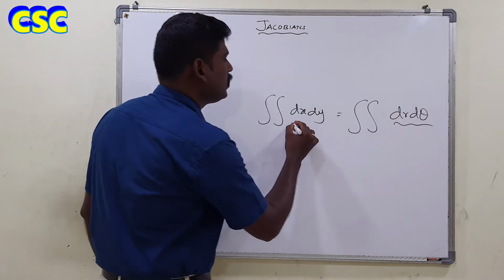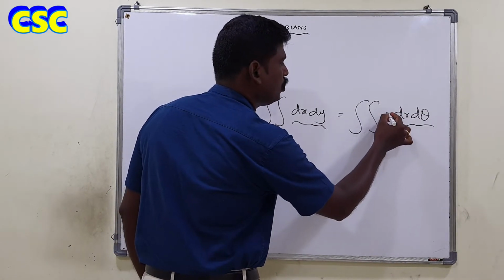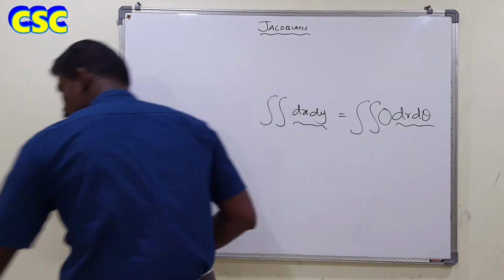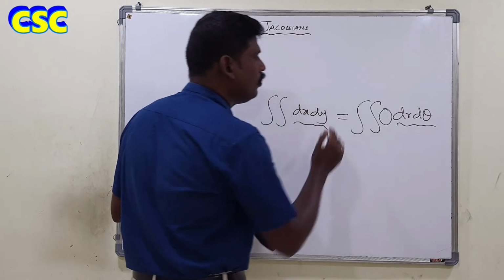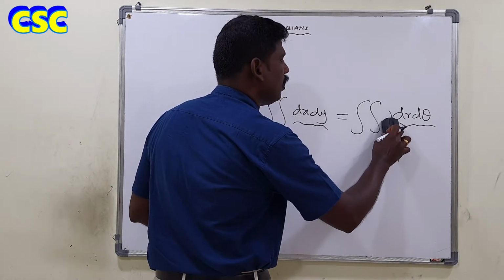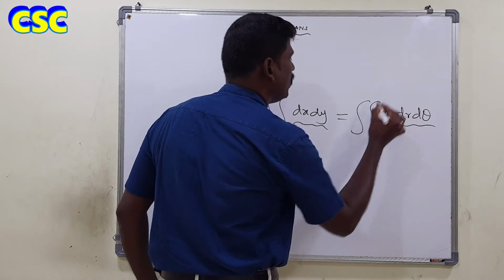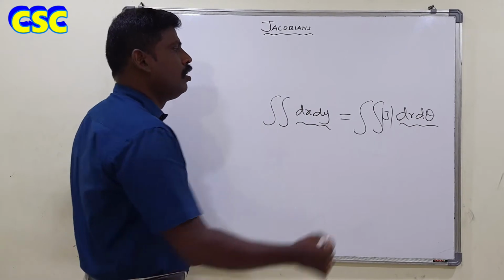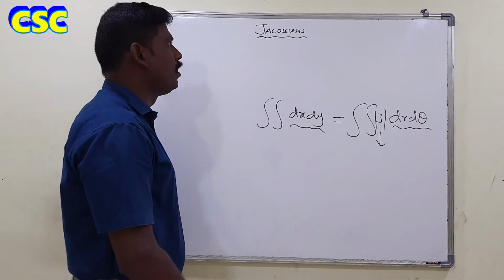So dx dy is not equal to dr d theta. Some substitution is needed here to make this balance, right? So this is not equal, and we need to equate both. We need some substitutions or some quantities. That quantity is called the Jacobian, right? So today we are going to find out how to find the Jacobian of given functions.